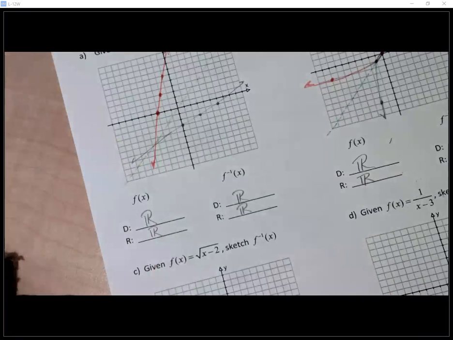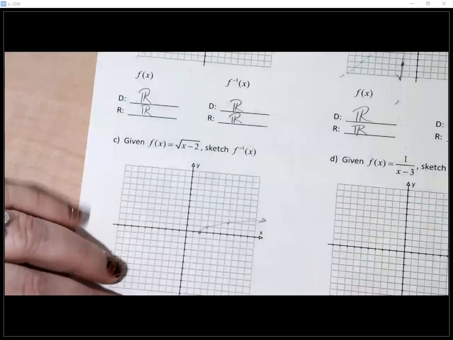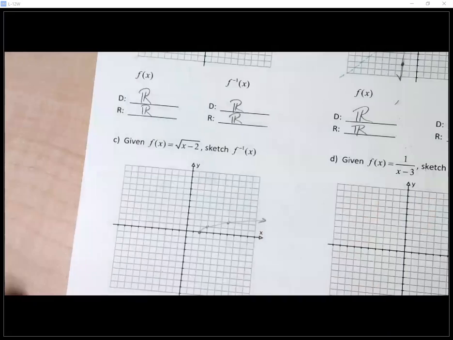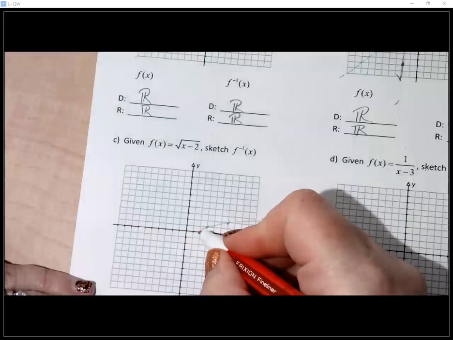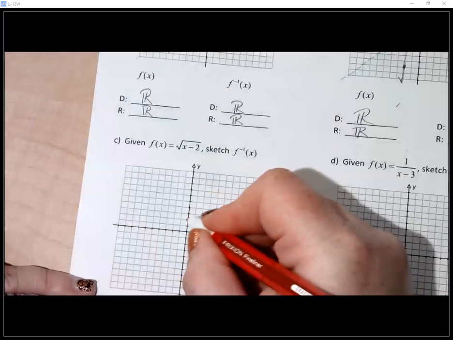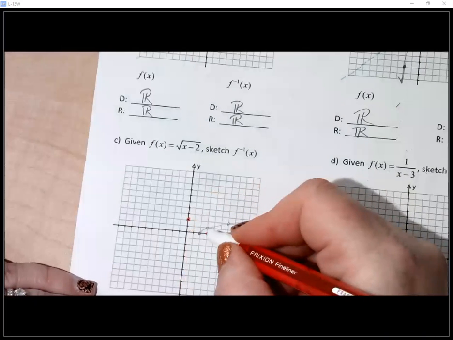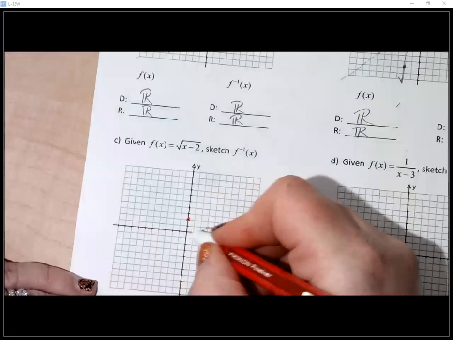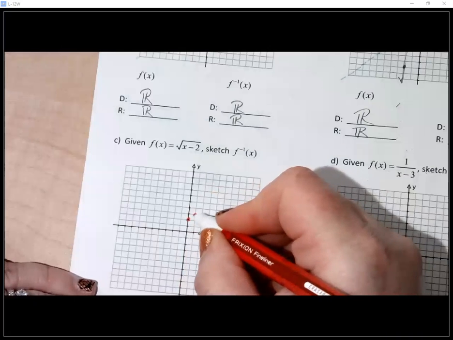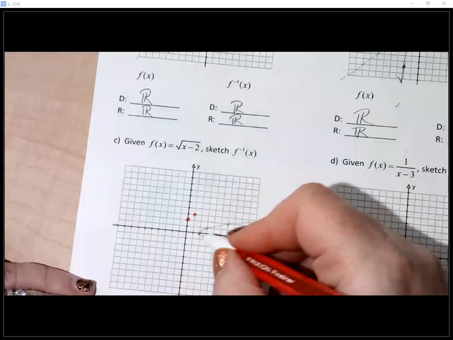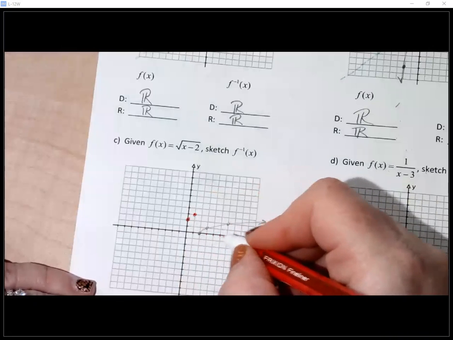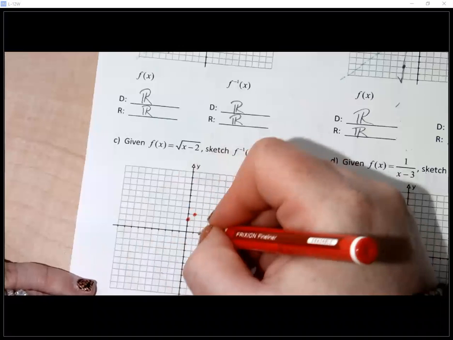So here's my original. Now let's swap those x and y's and see where our new function is. So instead of 2, 0, I'm going to be at 0, 2. Instead of 3, 1, I want 1, 3. And instead of, what number is that? 3, 4, 6, 2, I want 2, 6.